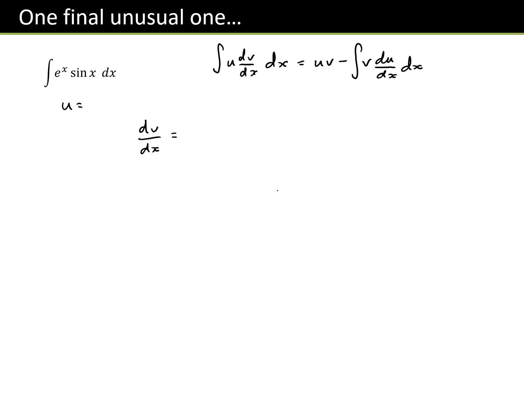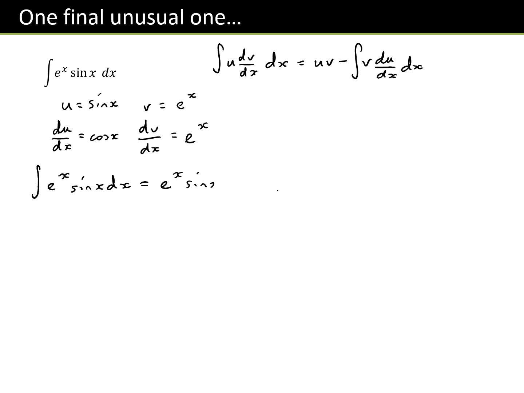I'm going to go for, let's differentiate sine. I don't know why, but I'm just going to pick sine. Okay, so du by dx is cos x. V is going to be e to the x. So the integral of e to the x sine x dx is equal to uv, so e^x sine x, then minus the integral of v du dx, so e to the x cos x.